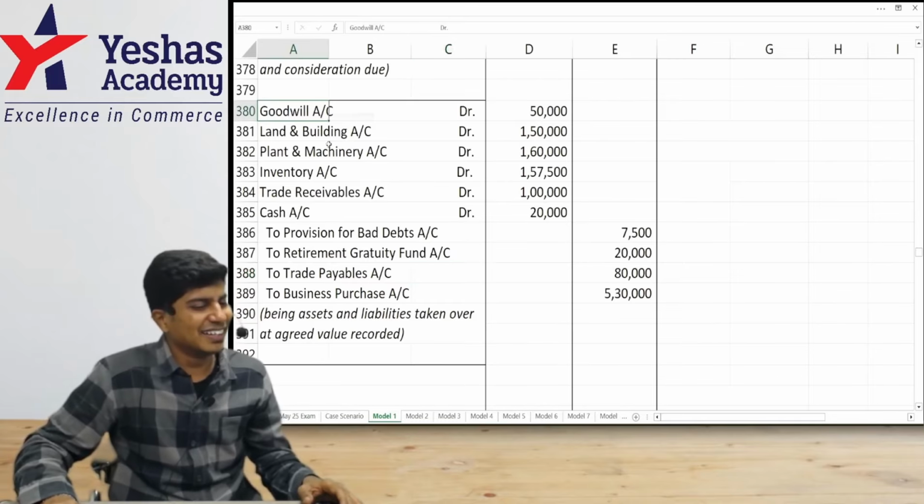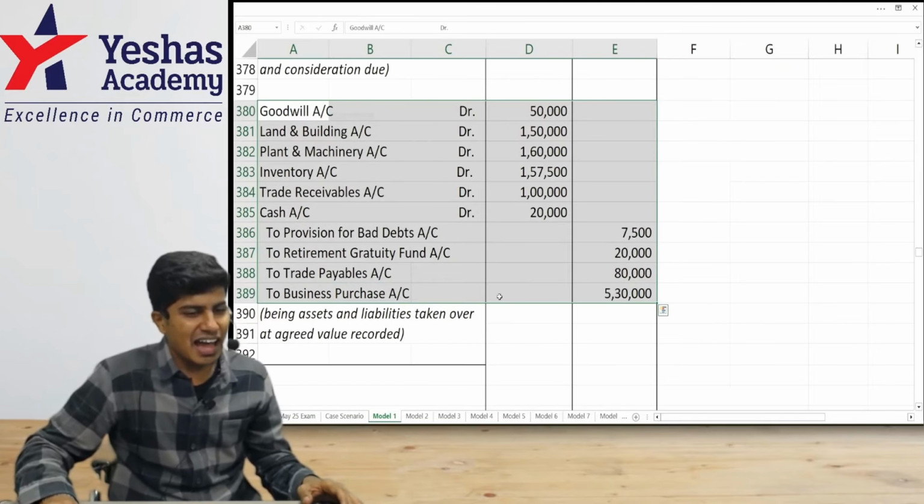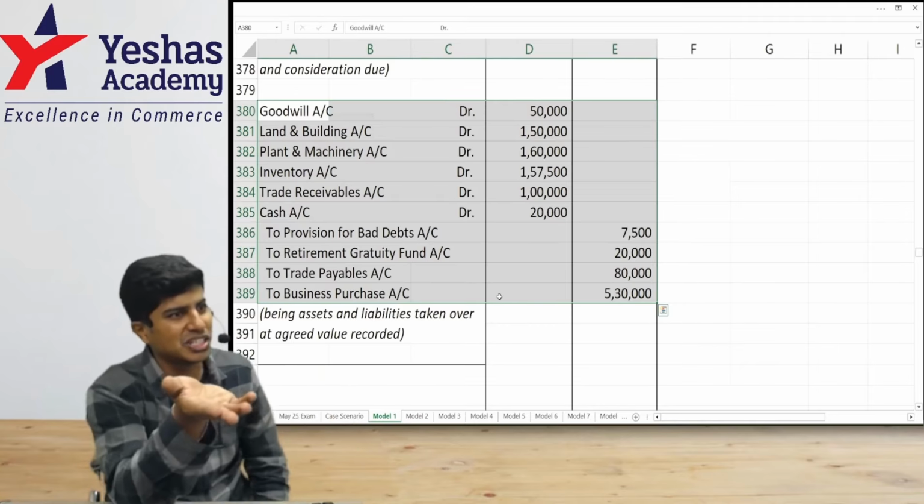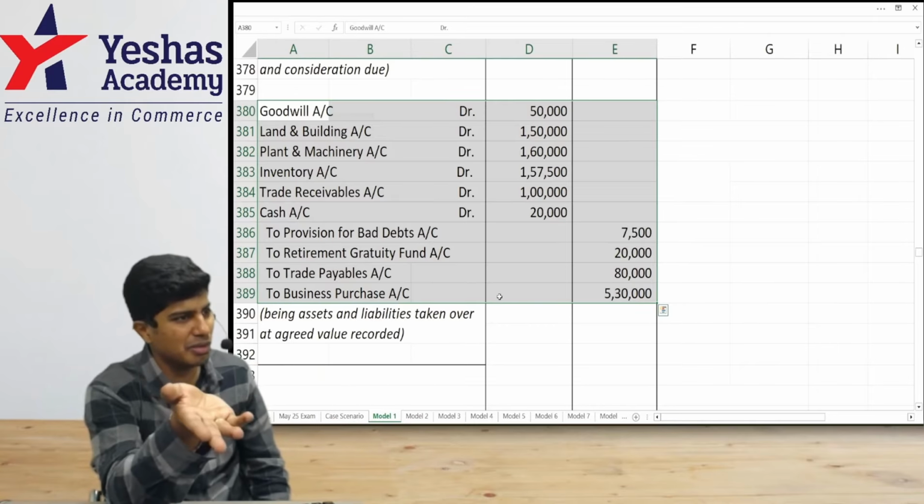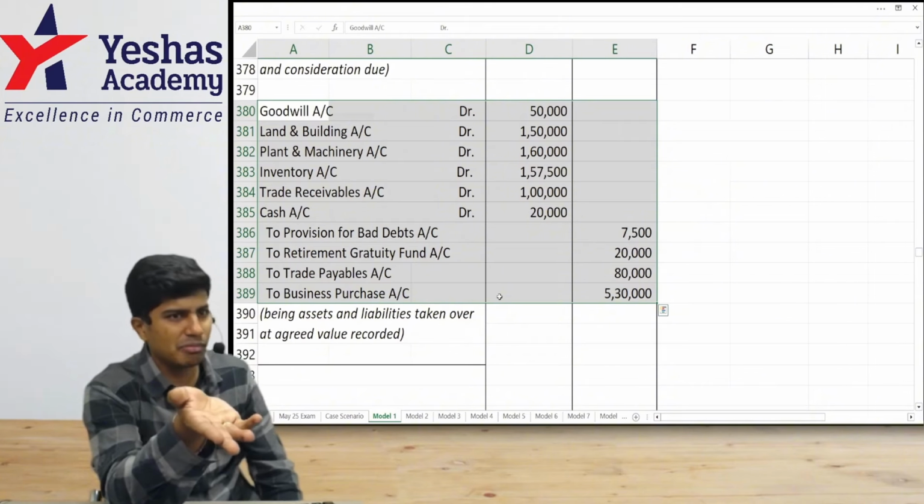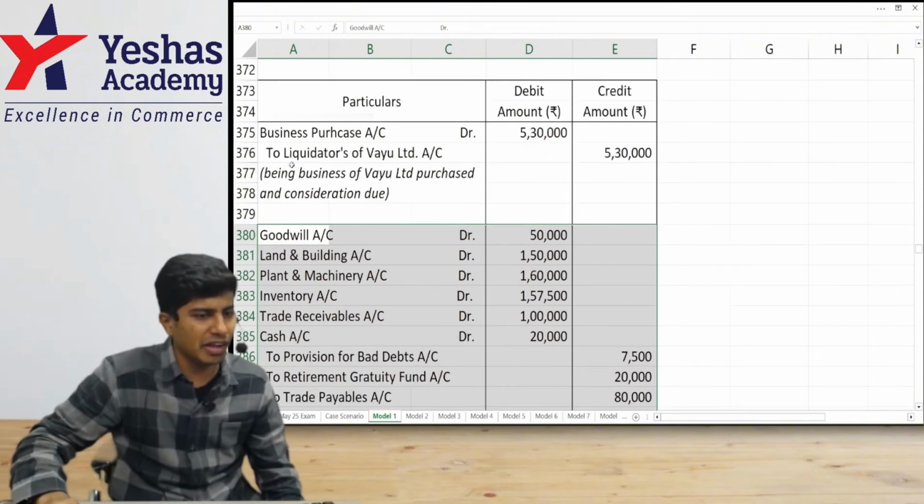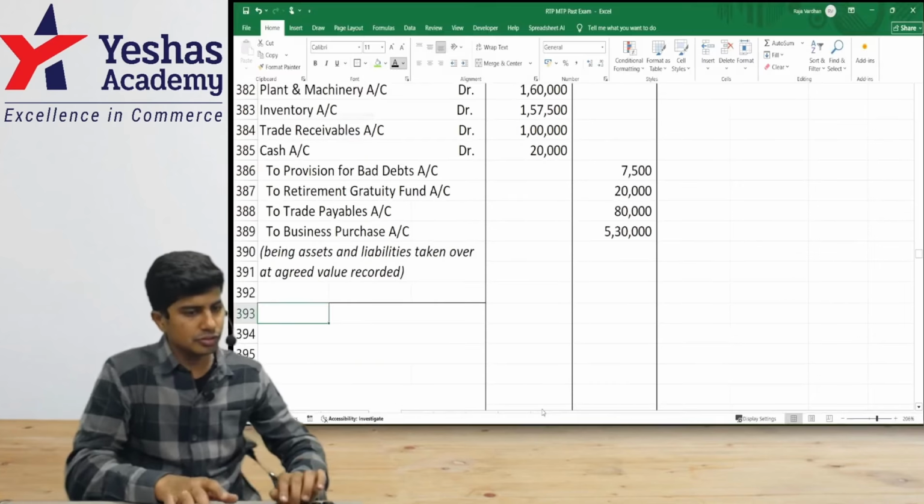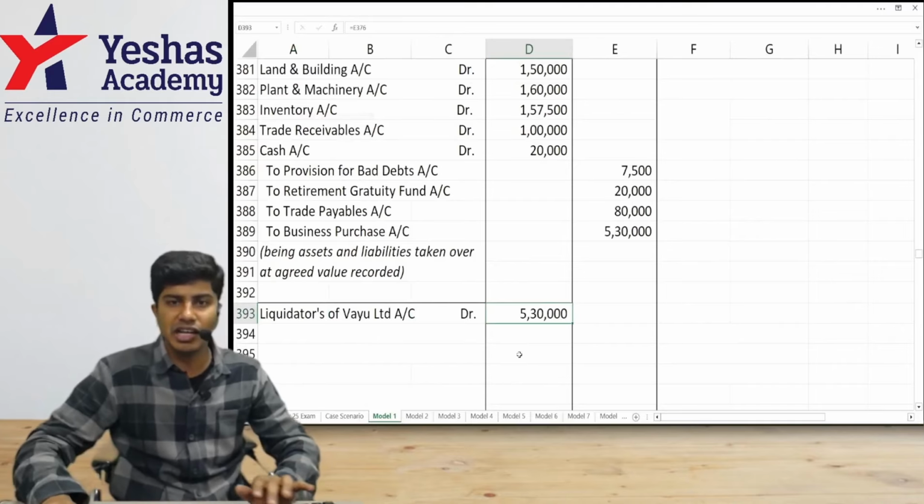So, done with this. The box is opened, assets and liabilities recorded. The liquidator has been waiting at the door since then. Pay money. The liquidator is a liability; we have credited it here. Now we'll debit the liquidator. How much? 5 lakh 30. What are we giving them?